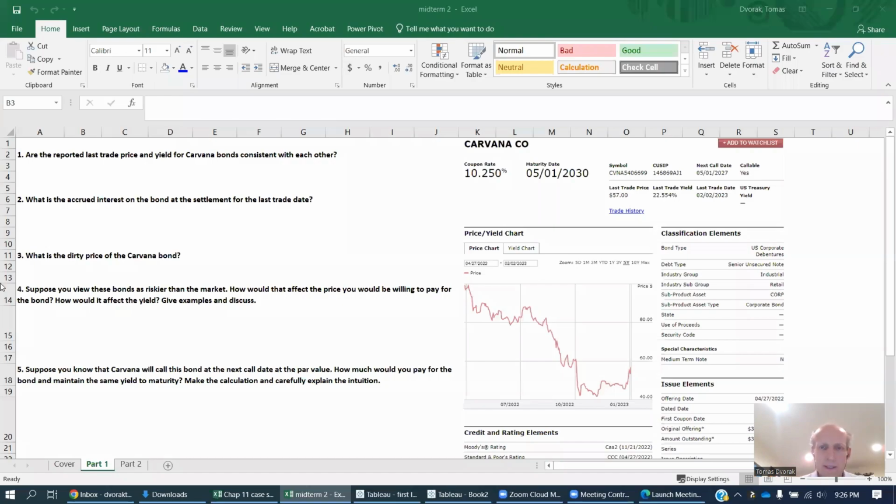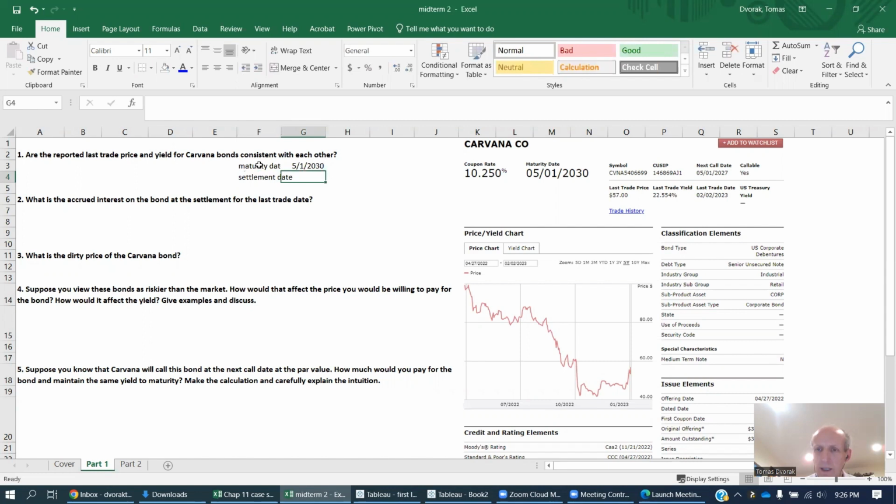In part one of this exam, we're supposed to check if the reported last trade price and yield for Carvana bonds are consistent with each other. So we're going to need a couple of ingredients to do that. We're going to need the maturity date, which is 5/1/2030. We're going to need the settlement date.